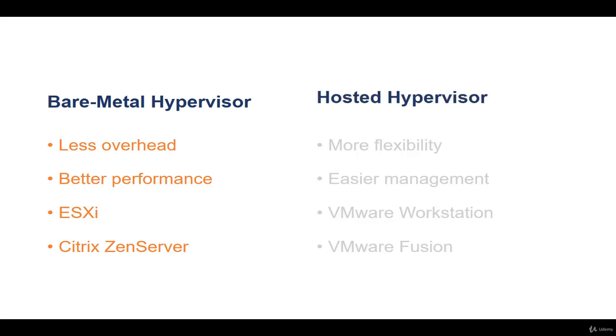A hosted hypervisor has lower performance because it's running on top of an operating system, but it does provide more flexibility and easier management. Examples of a hosted hypervisor include VMware Workstation and VMware Fusion. Most production environments run on top of a bare metal hypervisor such as ESXi, while many lab environments run on top of a hosted hypervisor such as VMware Workstation.